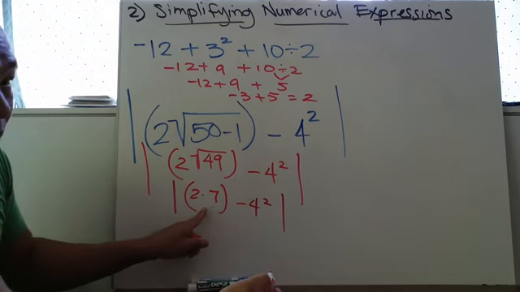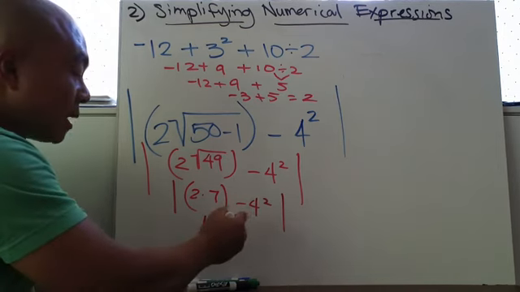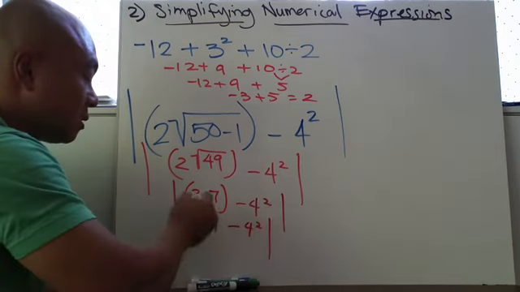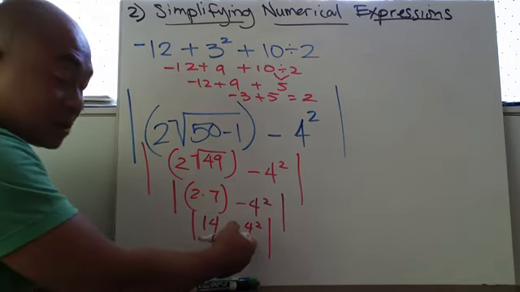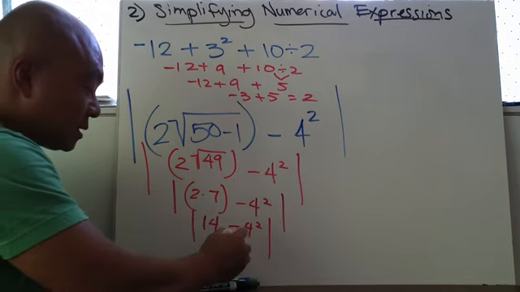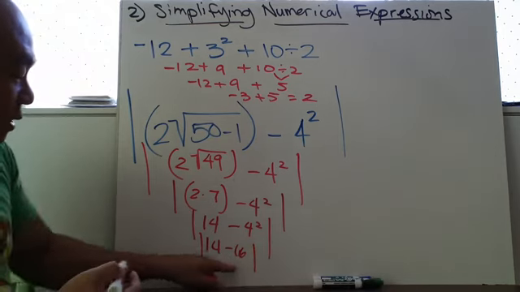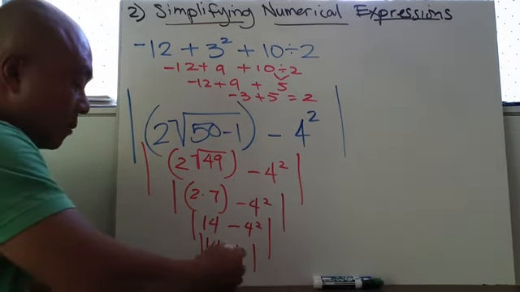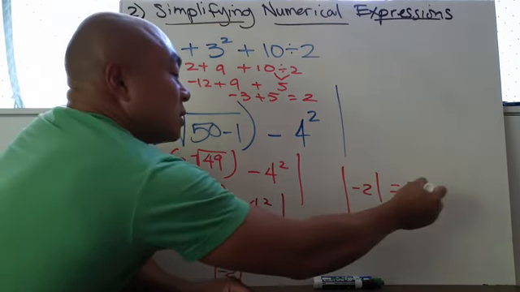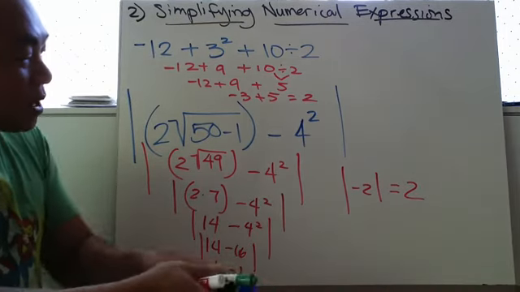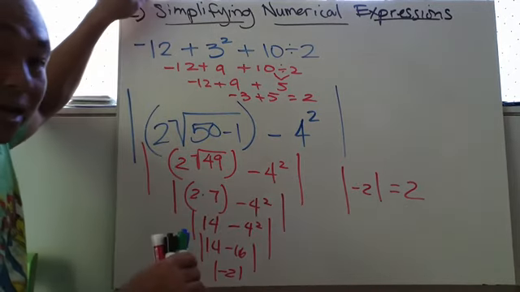We're still not done with our parentheses, so we're going to do 2 times 7, that's 14, minus 4 to the second power. Then we have 14, and because we have exponents next, we take 14 minus 16, absolute value. 14 minus 16 is going to give us negative 2. But remember, it's the absolute value of negative 2, which brings us back to 2, because anything in the absolute value sign is going to give us a positive. Absolute value just means our distance from 0.